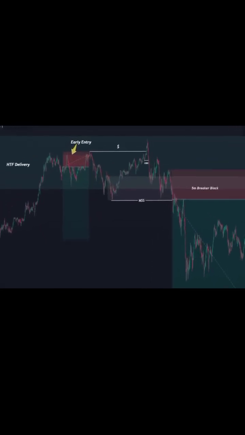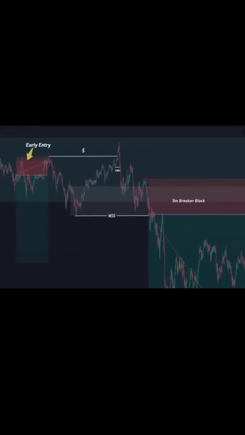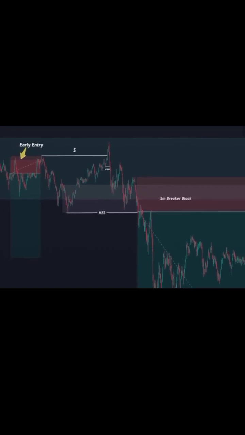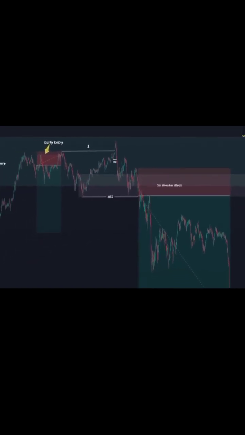If you've ever tried scalping gold, you already know it's fast, aggressive, and extremely unforgiving. One wrong entry and you're out instantly.